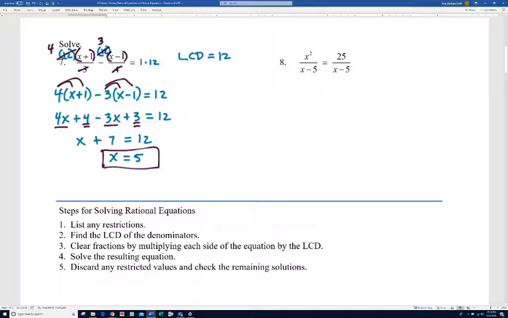All right, let's move on to number 8. In this problem, we have x squared over x minus 5 is equal to 25 over x minus 5. So x minus 5 is our only denominator. That's going to be our LCD. So let's go ahead and multiply each side by x minus 5. On the left, our x minus 5's cancel, and you're left with x squared. On the right, our x minus 5's cancel, and you're left with 25.